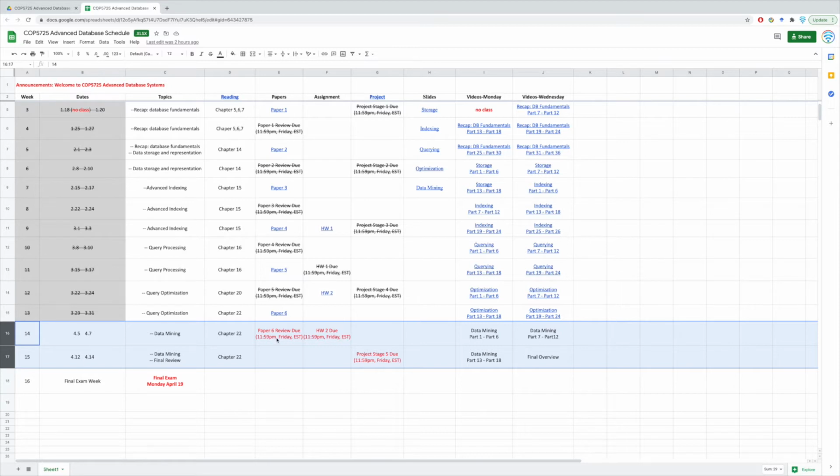According to the schedule, we have 2 deadlines this week. The first one is the paper 6 review report, and the second one is homework 2. Both of them will be due by this Friday. Also a reminder for the project: the final report will be due by next Friday.